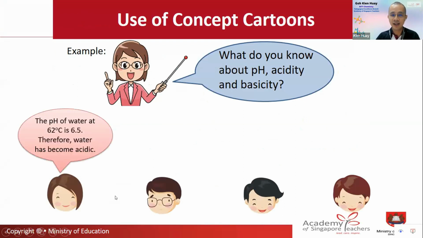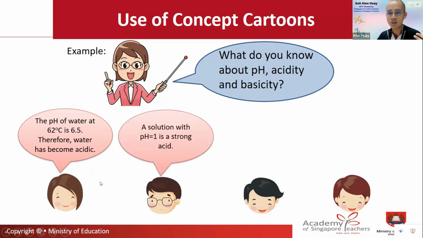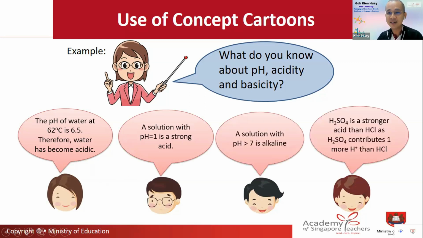Student A, option A: the pH of water at 62 degrees Celsius is 6.5, therefore water has become acidic. This is a JC example, just in case you may be wondering. Another student will say, oh no, a solution with pH equal to 1 is a strong acid. A solution with pH greater than 7 is alkaline. H2SO4 is a stronger acid than HCl, and H2SO4 contributes one more H+ than HCl. Each statement has a potential prior knowledge attached to it. This is one way that we can get the students to take on different roles, as indicated by the different speech bubbles, and then explain to their classmates.